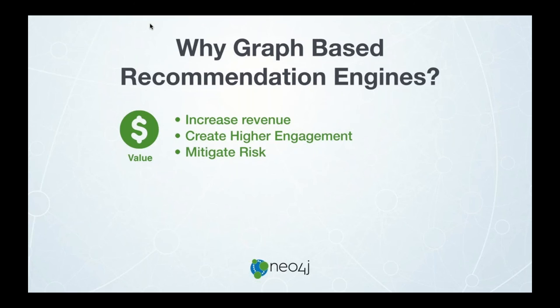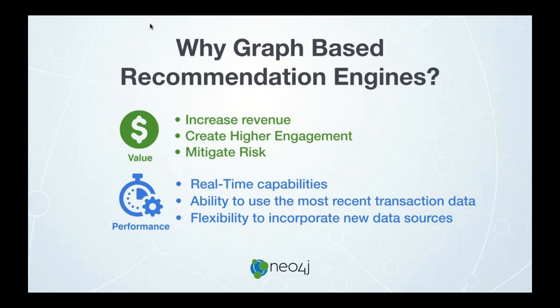When it comes to recommendations, good recommendations create higher engagement. And these are also data sets that are very valuable in terms of mitigating risk. From a performance point of view, the reason why companies choose graph databases to build recommendation engines is, of course, for the real-time capabilities, the ability to use the most recent transaction data, and the flexibility to incorporate new data sources and traverse through different silos.